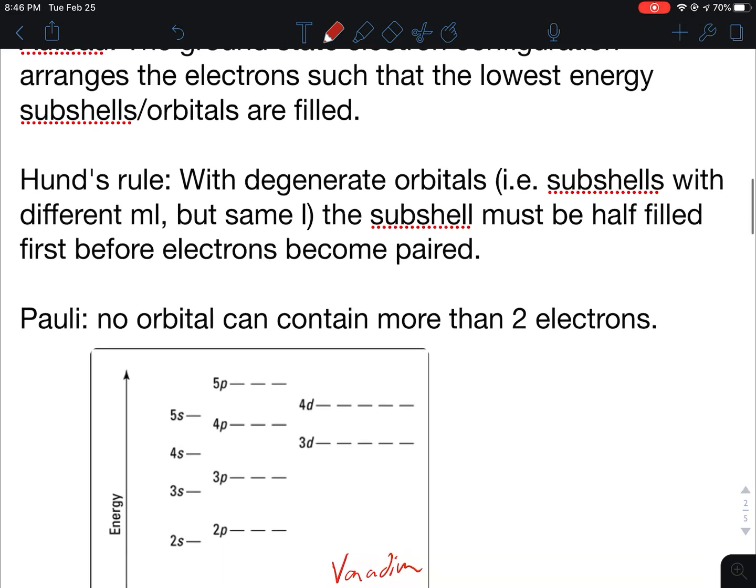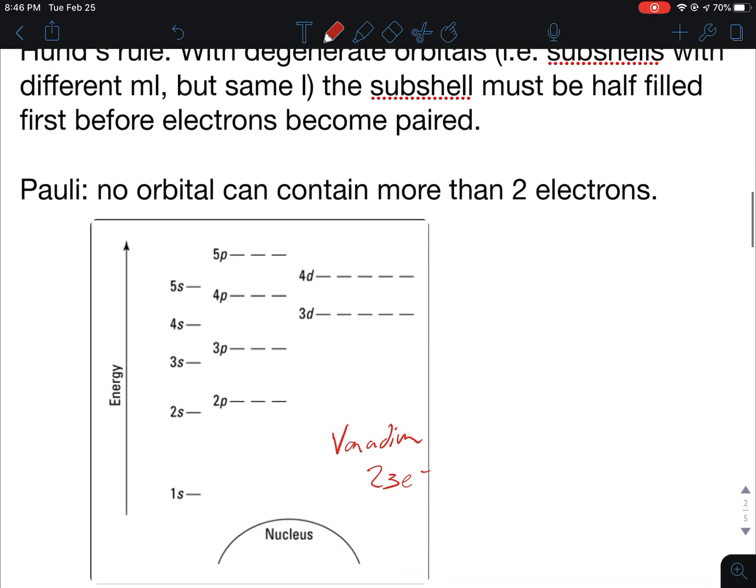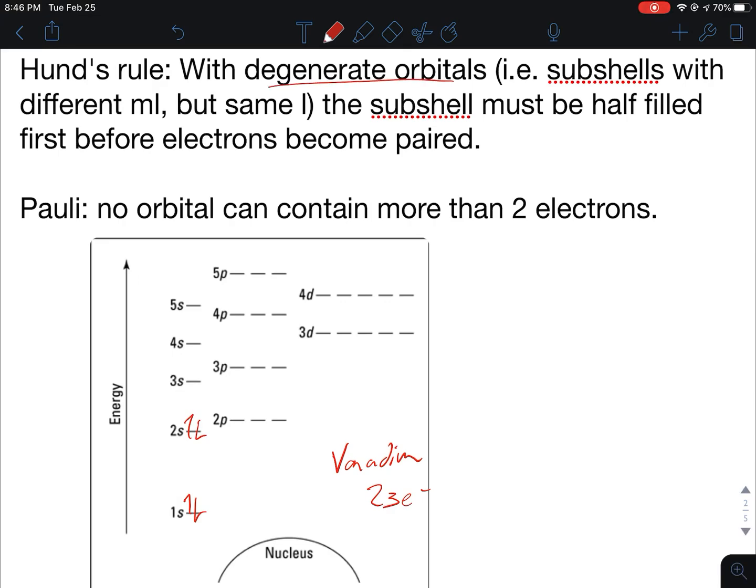We have to go by the Aufbau principle. Ground state configuration arranges electrons first. So let's go, 2 electrons down there. That's the lowest one. 2 electrons, so we're up to 4. And then we need to start filling this next one, but Hund's rule says that these are degenerate orbitals. Notice they're all on the same line. So I need to try to fill them halfway first. So 1, 2, 3. Okay, how many am I at? I'm only at 7 right now. So 8, 9, 10.